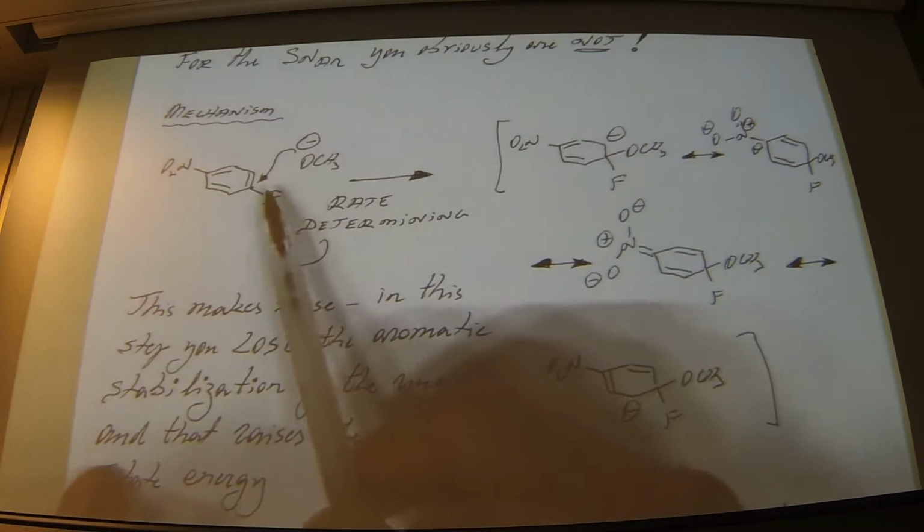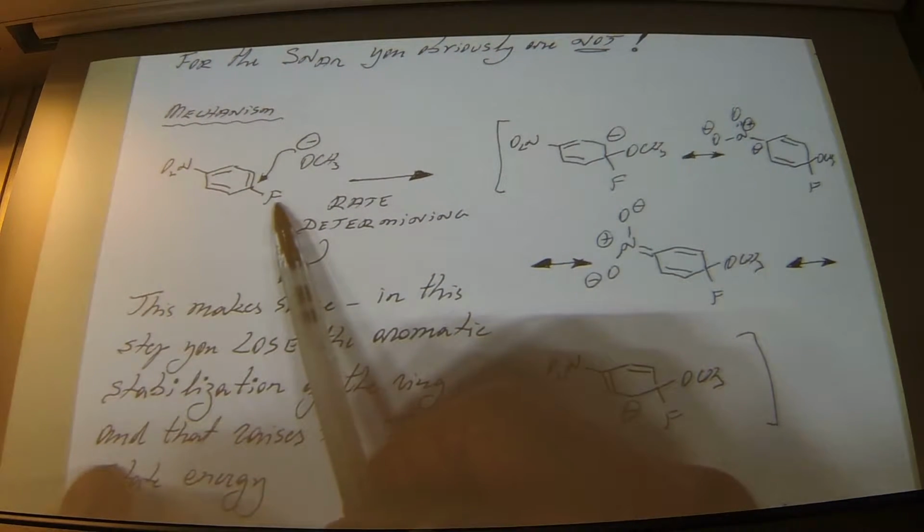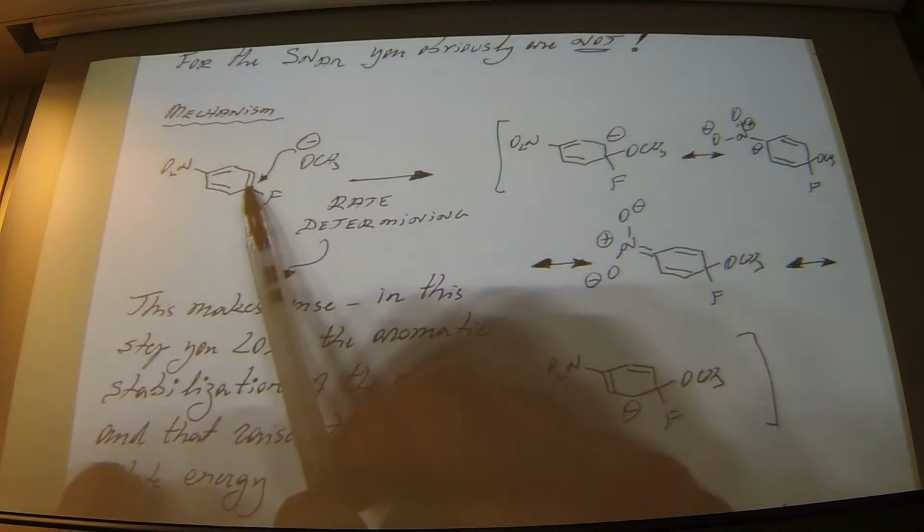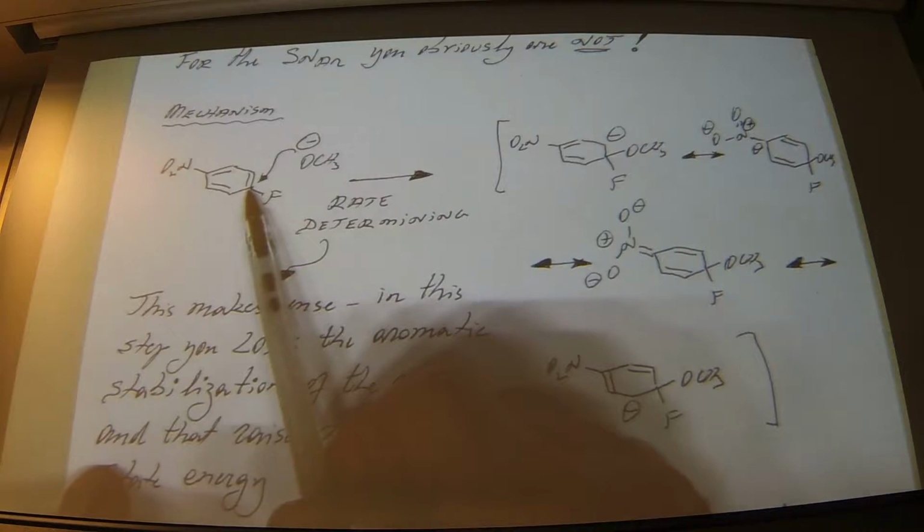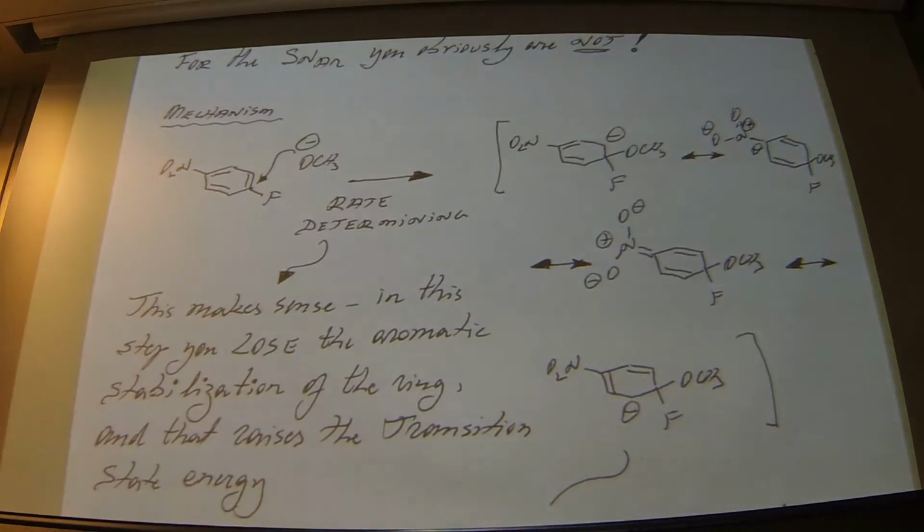Now, the reason the fluoride is faster than the other halides is because the fluorine is more electron withdrawing. So the more positive charge you have on this carbon, the faster the first step. And so this is the mechanism of the nucleophilic aromatic substitution. Very different than what we've seen before. This is now an addition-elimination. You add the nucleophile first, then you eliminate the leaving group.